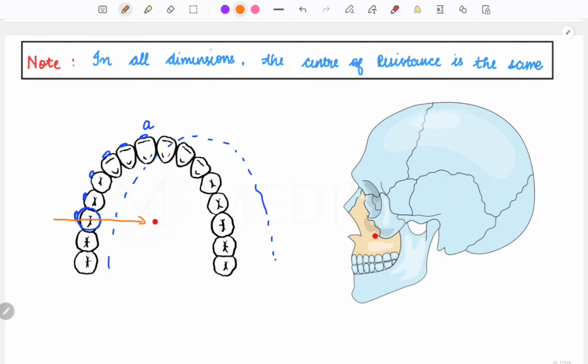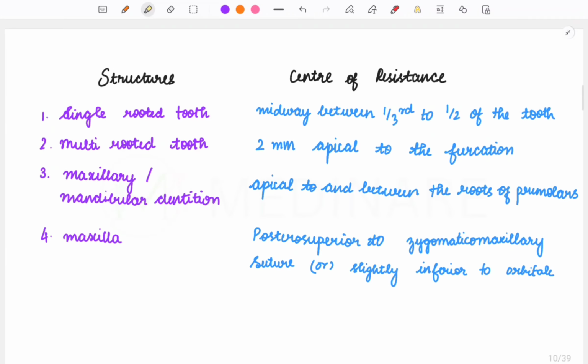Similarly, we also have center of resistance for one whole bone. For maxilla we have one center of resistance. Remember, in all dimensions the center of resistance is the same. So here are a few examples of the center of resistance of different structures. For the single rooted tooth, it is midway between 1/3 to 1/2 of the root.